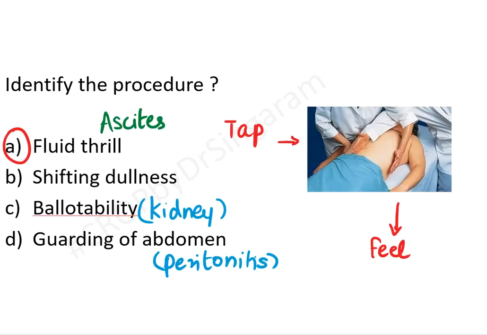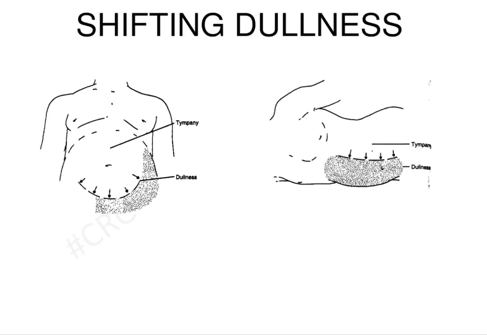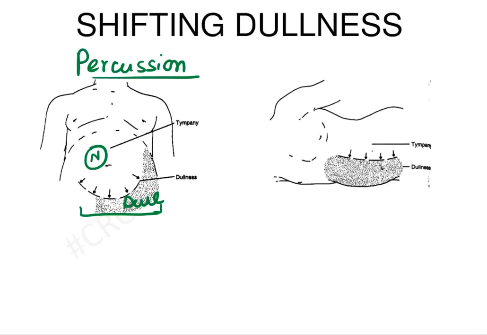Shifting dullness is also a test for detecting the fluid inside the abdomen, but it's a different test. I'll give the picture here. When the patient is lying supine, you can see that the dullness will be noted in this region, whereas this will be a normal, resonant or tympanic note once you start the percussion. Remember, this is based on percussion. Dullness will be in the lower region, and in the center area it will be a normal, tympanic or resonant note.